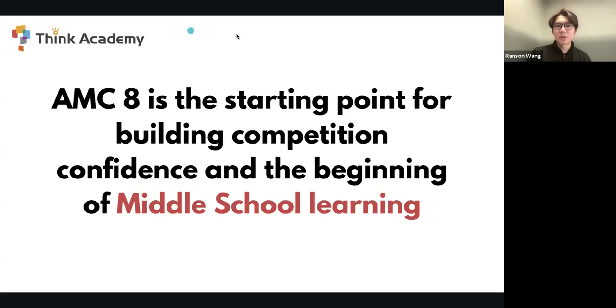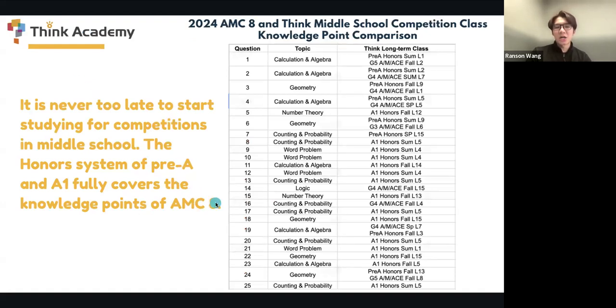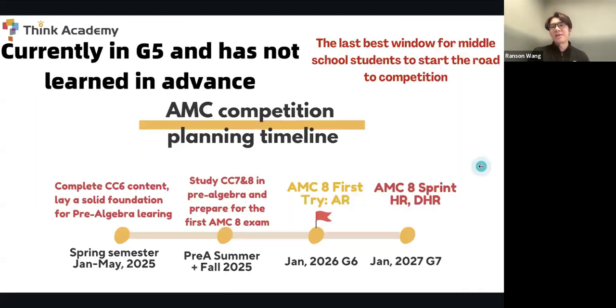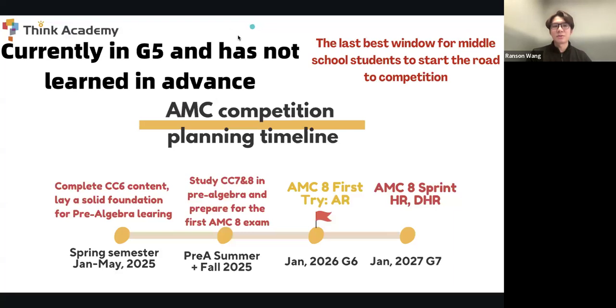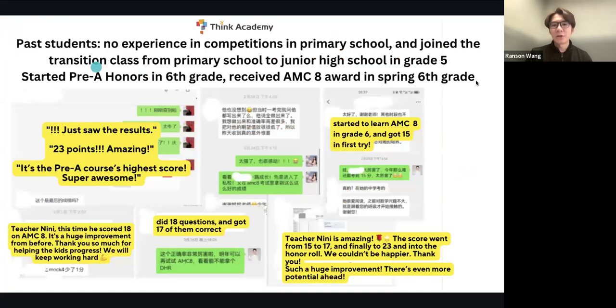This is to answer some of the middle school students' parents. They're asking if it's too late to start learning MCA. It's actually not, because the honor system of pre-algebra and algebra 1 fully covers the knowledge points of MCA. So if you want to join the competition learning and you're already in middle school, you can do that. The pace is just slightly slower than if you learn from primary school, but you still get to a pretty advanced pace, with achievement roll in grade 6. This can match the pace of most private schools, and it's even much deeper than the private schools.